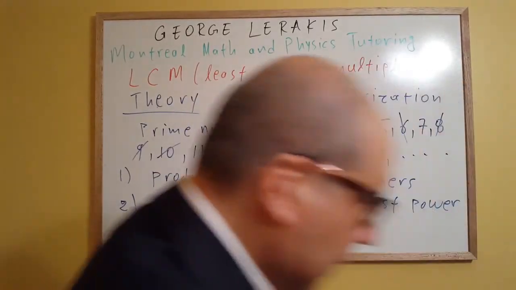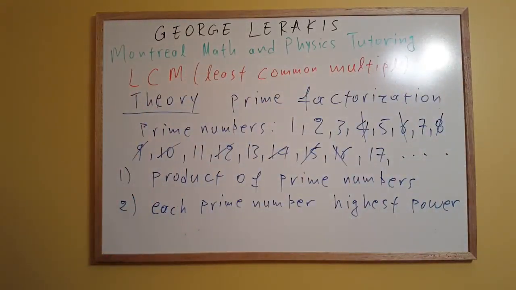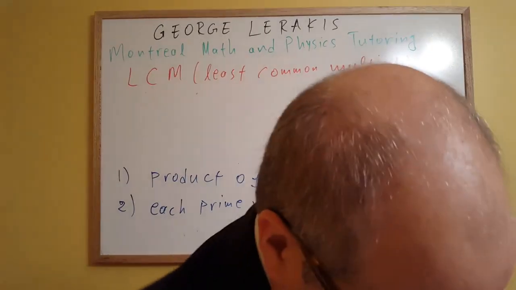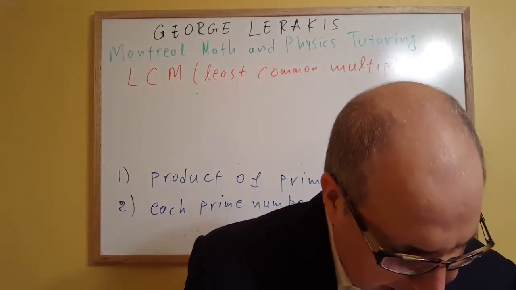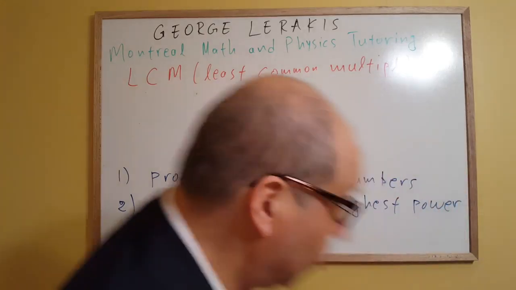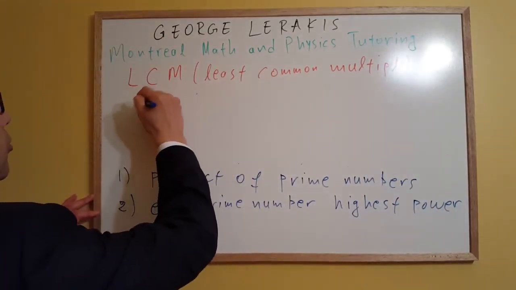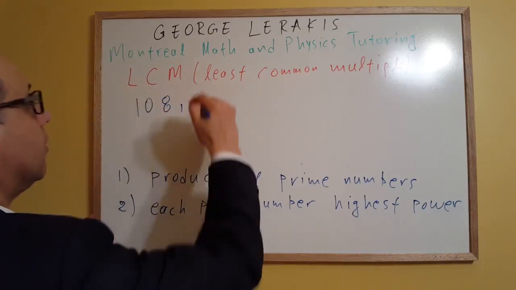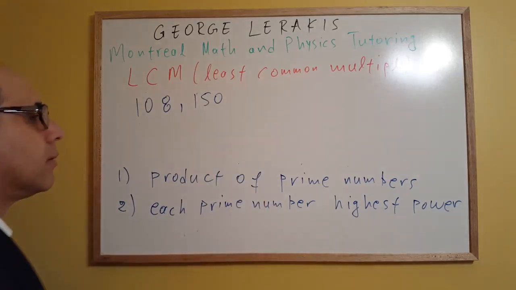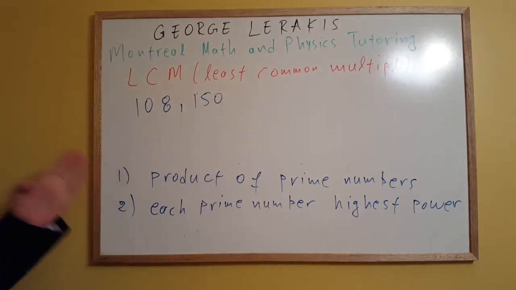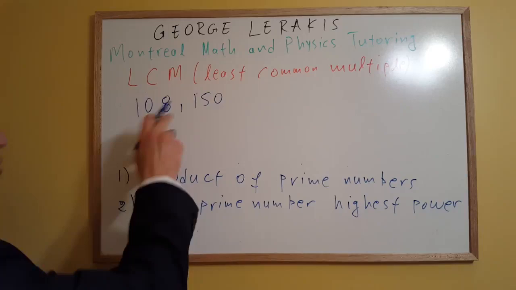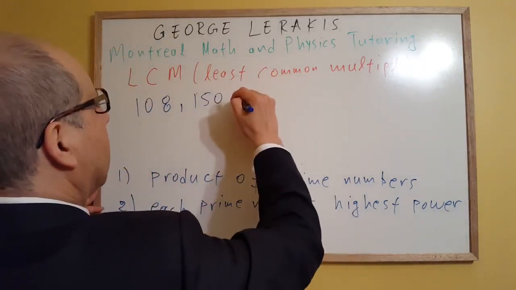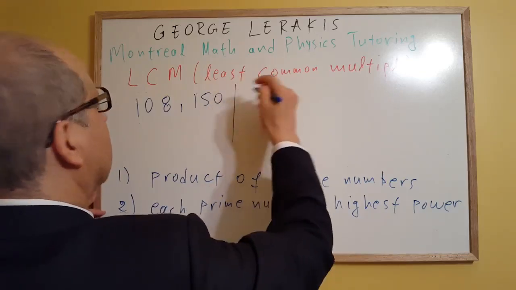So let's now do an example. Let's say we want to find the least common multiple of 108 and 150. As I said, the first step is you write each of the numbers as a product of prime numbers. You can start with any number. So let's say we start with 108.